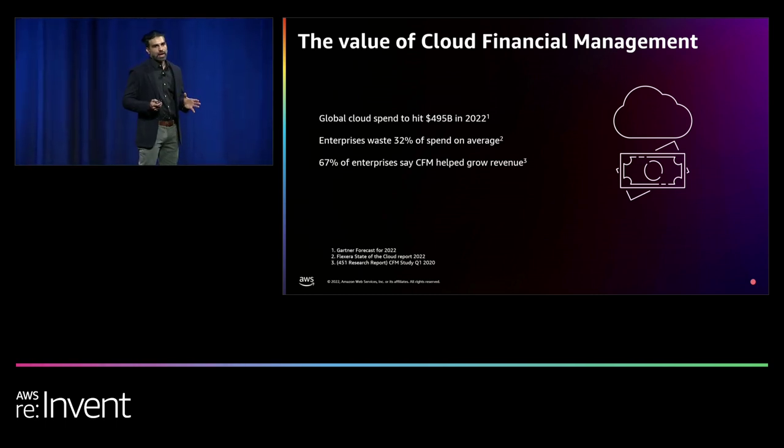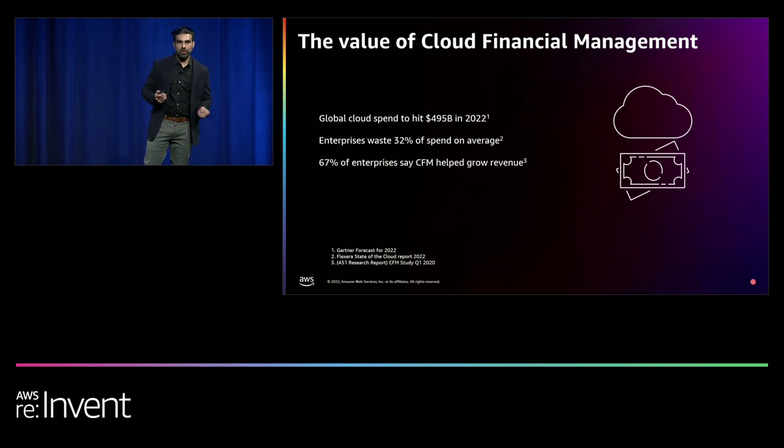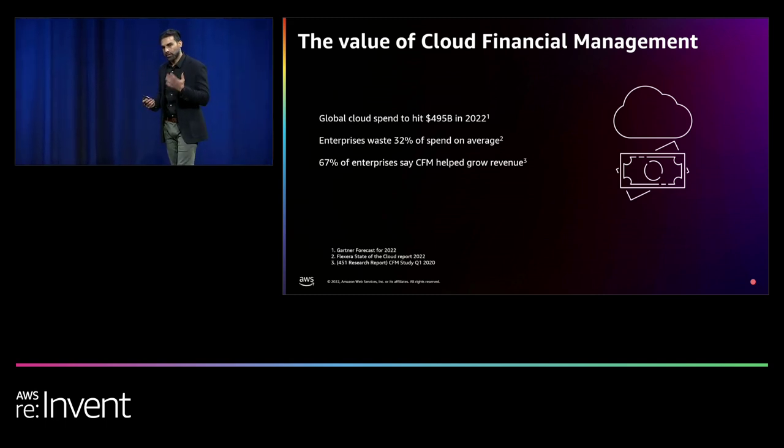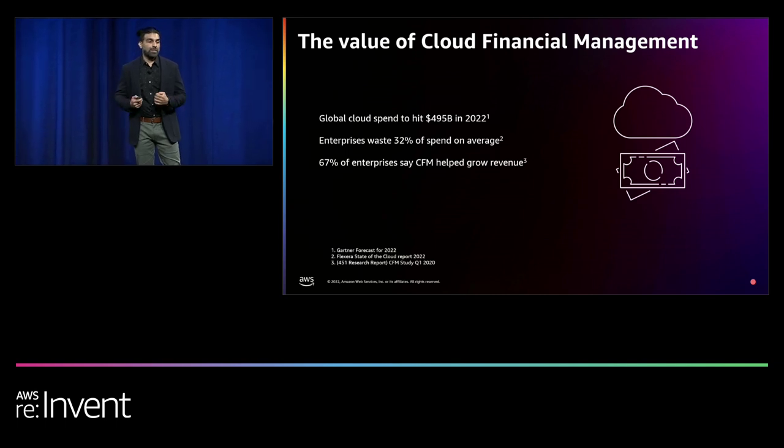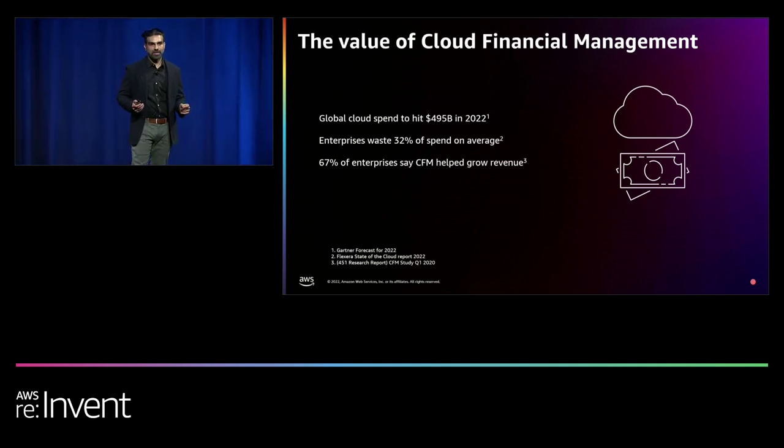It's important to note that spending can be good if it's helping you drive proportionate business outcomes, if it's helping you acquire new customers, if it's helping you grow revenue, if it's helping you stand apart from your competition. These are examples of good spend. So not all spend is necessarily bad, but wasting most certainly is.